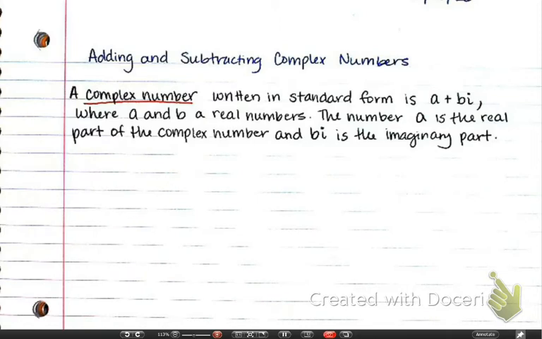Now, the nice thing about adding and subtracting complex numbers is you add and subtract the same way we did when we were adding and subtracting expressions, when we were adding and subtracting radicals. When we add or subtract, what are we actually doing? In math terms, simplifying. What's another word for that? Combining like terms. You'll combine the A parts and the B parts together.